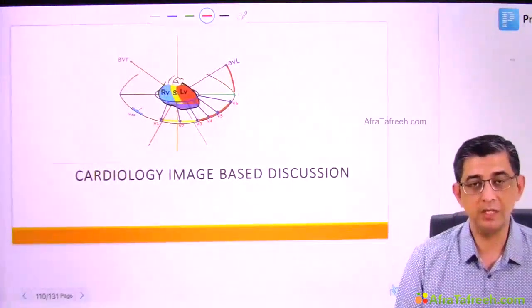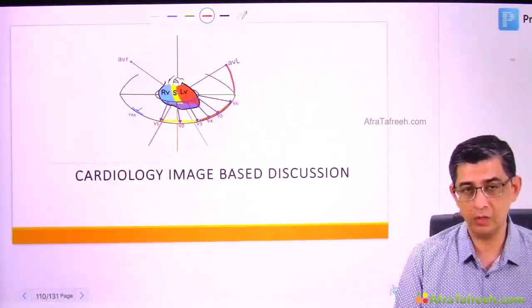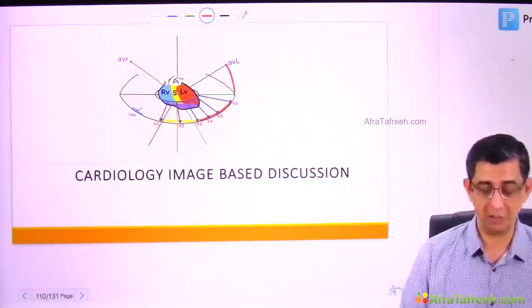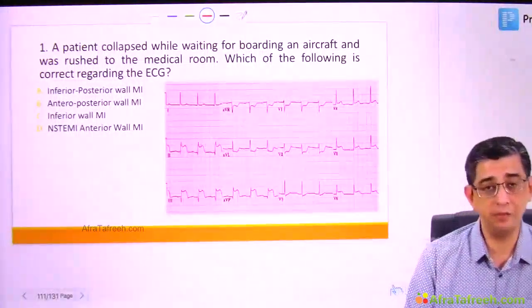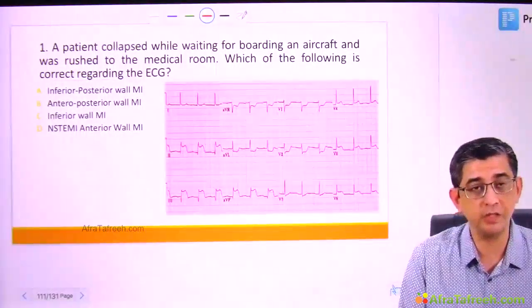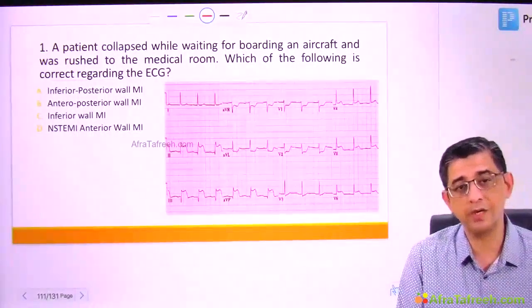I shall now be discussing cardiology image-based questions with you, and most of them are based on your ECG interpretation. Let's get started with the very first one. This talks about a patient who collapsed while waiting to board an aircraft and was rushed to the medical room. Which is correct regarding the ECG?